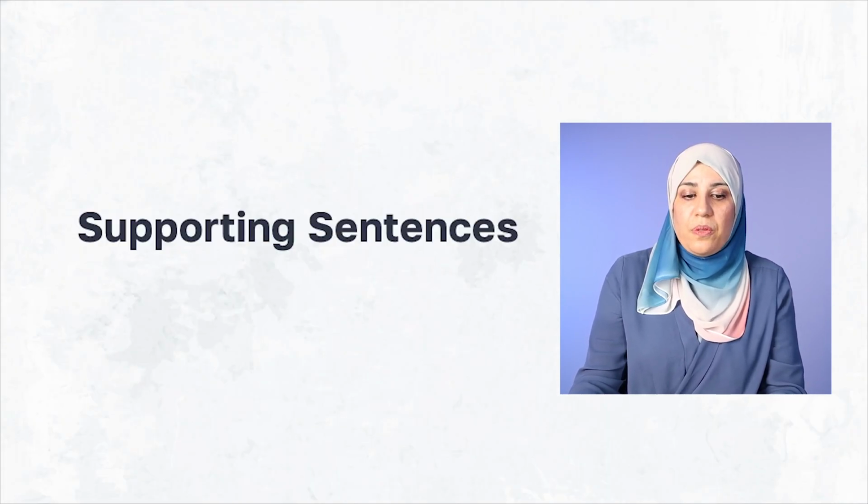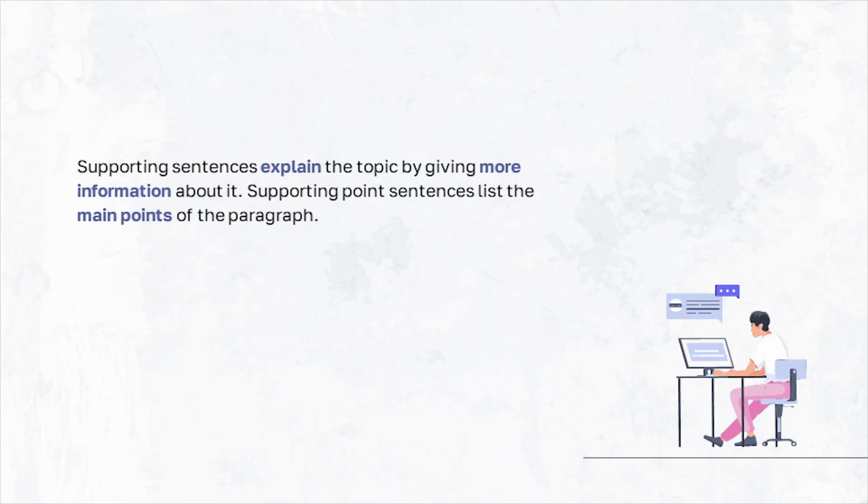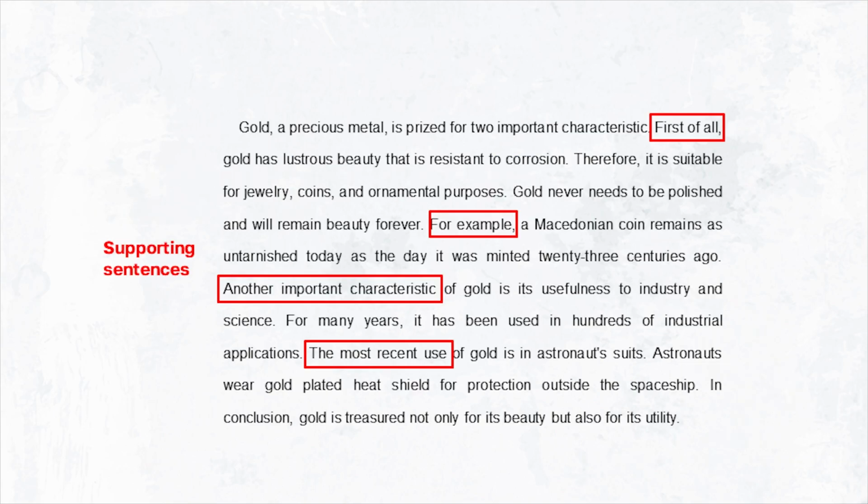We move now to talk about the supporting sentences. As we mentioned earlier, the supporting sentences explain the topic by giving more information about it. Supporting sentences list some details about the main idea. Here, in our example about gold, the supporting sentences, underlined in green, give more information about gold and why it is a precious and important metal. The supporting sentences employ such expressions as, first of all, for example, another characteristic, and the most recent use to list more details about the topic.